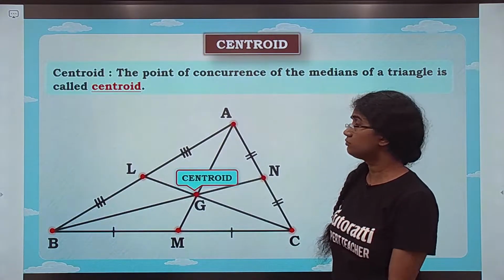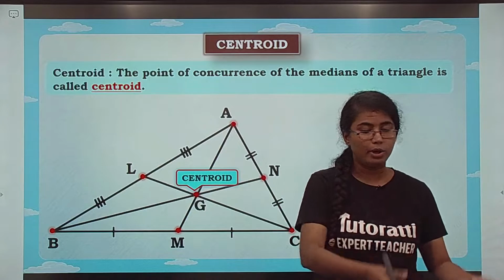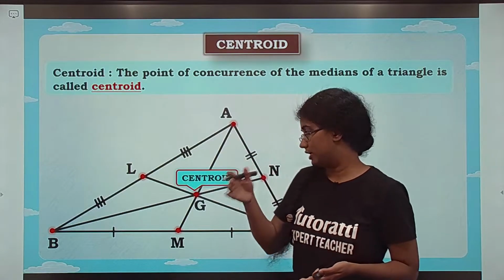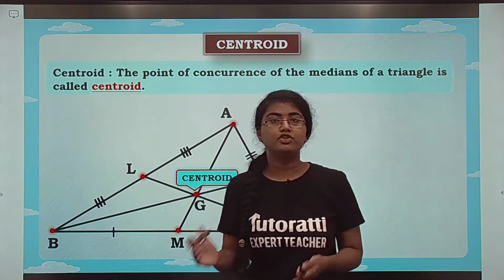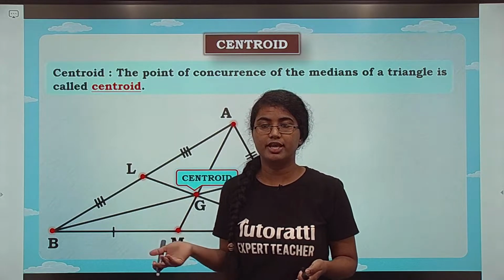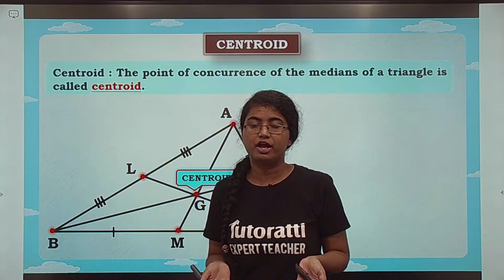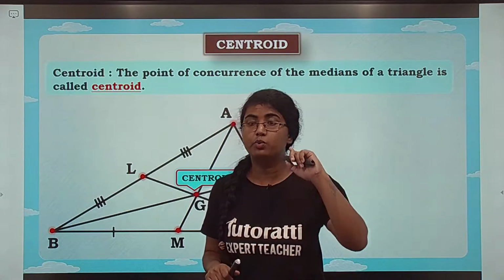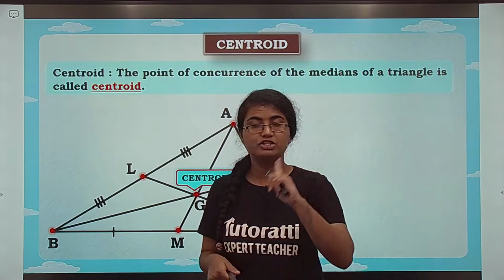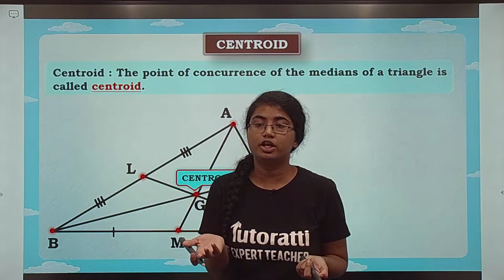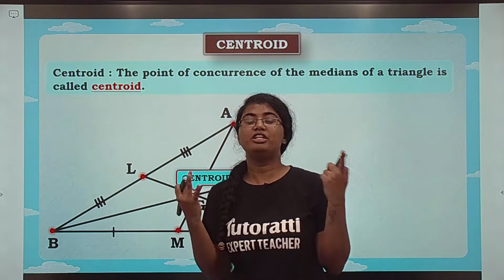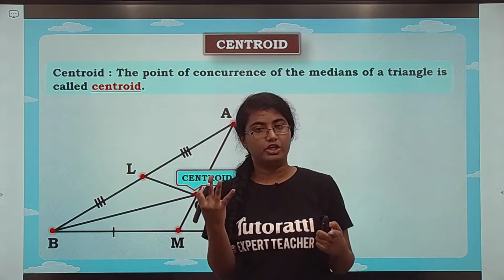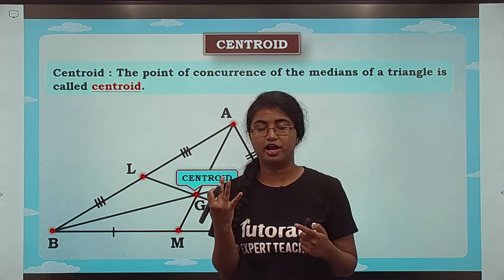Then centroid कहाँ से आ गया फिर? How are median and centroid connected? Now, how many medians can a triangle have? 5, 6, 10? कितने medians हो सकते हैं एक triangle में? Remember, what does a median do? It joins the vertex to midpoint of the side opposite. तो vertices कितने होते हैं triangle में? 3. So how many medians will be there? 3. Okay, so there are 3 medians in a triangle.